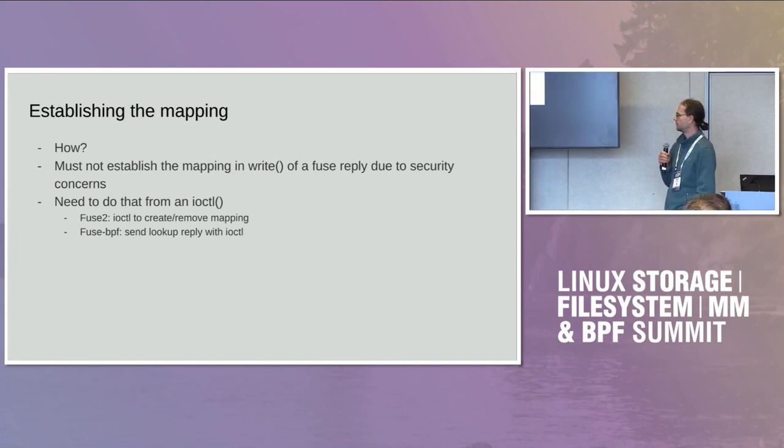Another question is how to establish the mapping. One issue with that is that currently replies from the server are done via write, and if we pass open file descriptors through that, that could be a security issue. So one way to resolve that is to implement this via an ioctl. So passing file descriptors which establish the mapping should be done via an ioctl.